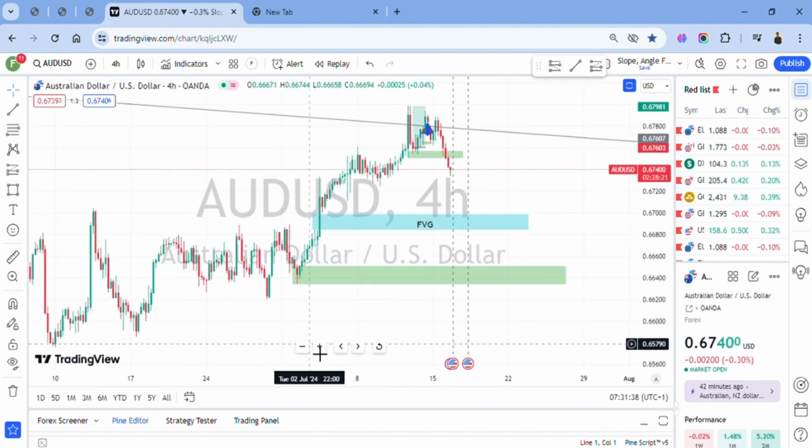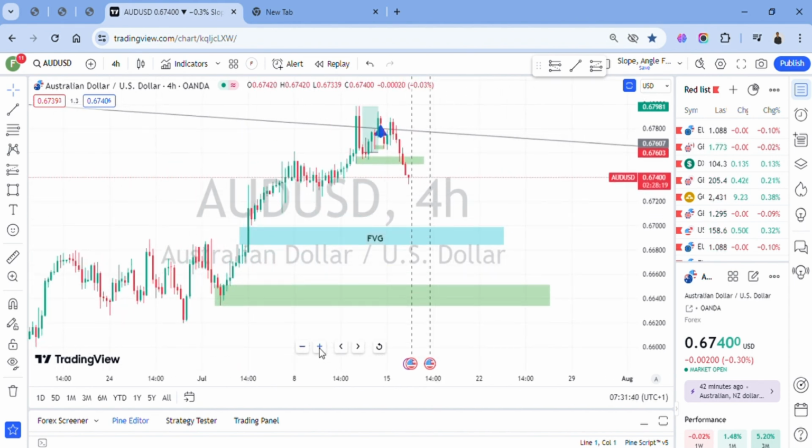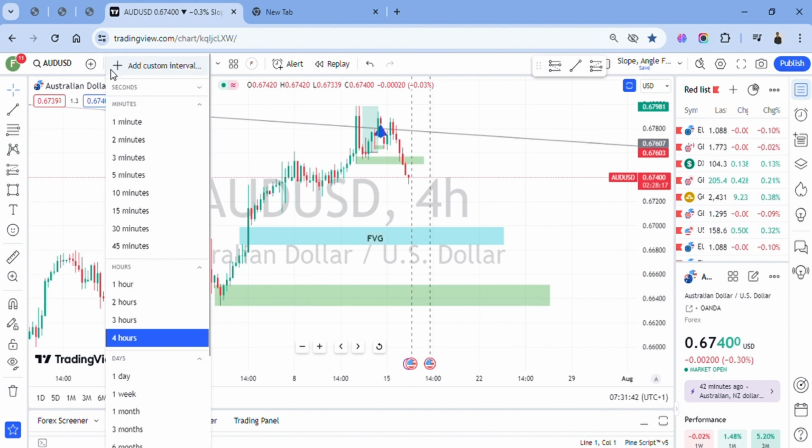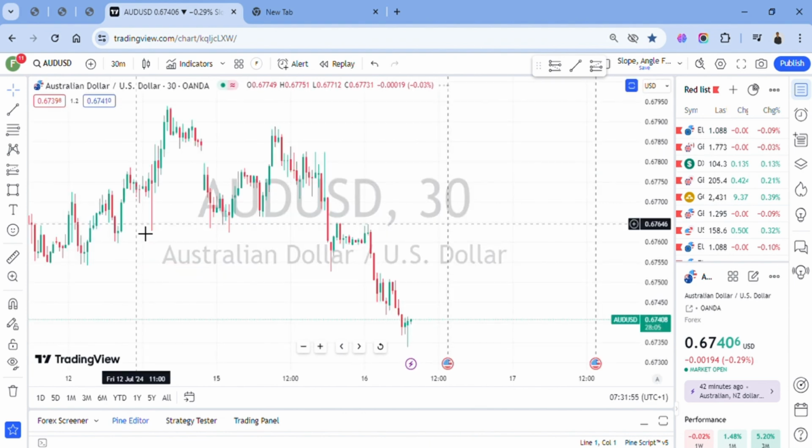Now I love to take my trading decisions on a lower time frame. Let me say two time frames lower from my analysis time frame. My analysis time frame is the 4-hour time frame. So let us go to the 30 minutes time frame and see what's going on, guys.